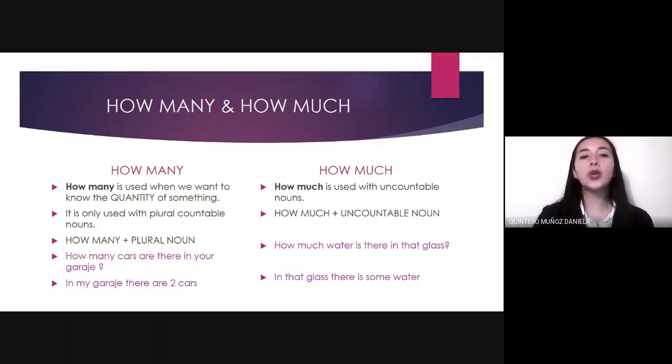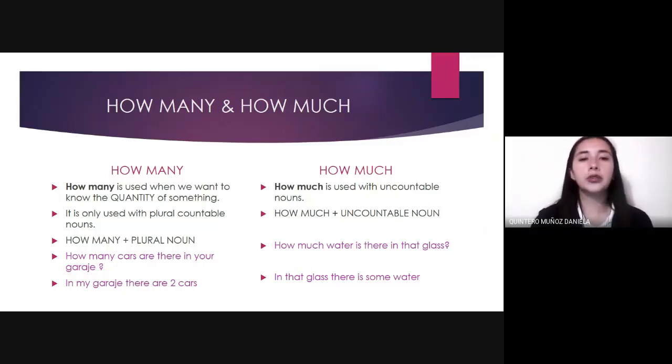Okay? Now we are going to see how much. How much is used with uncountable nouns. How much plus uncountable noun. How much water is there in that glass? In that glass, there is some water. That means that water is uncountable. In English, the water is uncountable. You can't count the water. And for example, also the drinks. All the drinks are uncountable. Soda, water, juice, the milk are uncountable nouns.